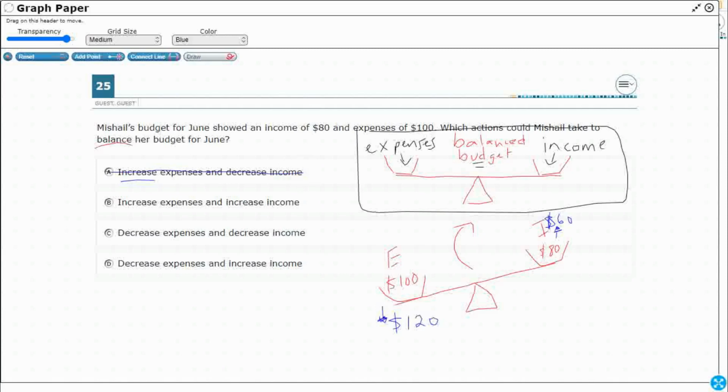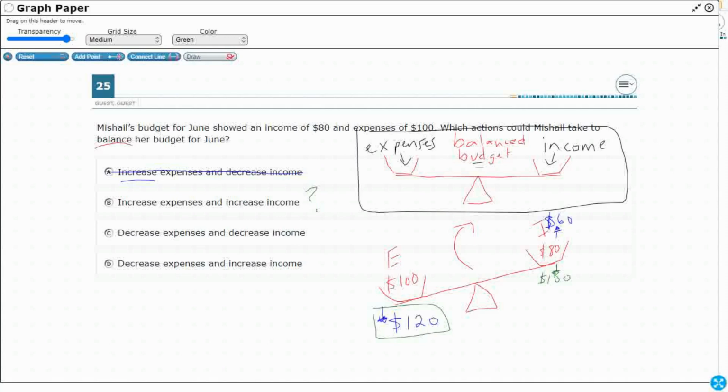Okay, increase, let me change color here so we can see what's going on. Increase expenses, okay, once again, increase expenses right here. And increase income. Okay, well, increase income would at least make it come down here a little bit, but we don't know by exactly how much. So maybe if you increase the expenses a little bit and increase the income a lot, you might get there, or it still might be out of balance. So that's a maybe. It depends on how much you increase the income.